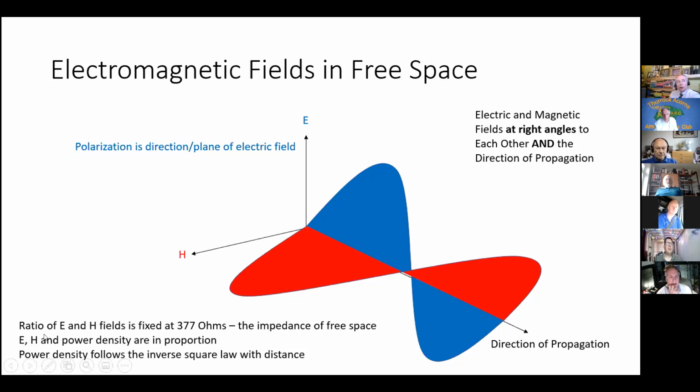The electric and magnetic fields and the power density are in proportion to each other, and that relationship is fixed. And the power density follows the inverse square law with distance. In other words, if you double the distance, you measure a quarter of the power per square meter. And those waves are self-sustaining through space. They just decay as you get further away from the source and they spread out.